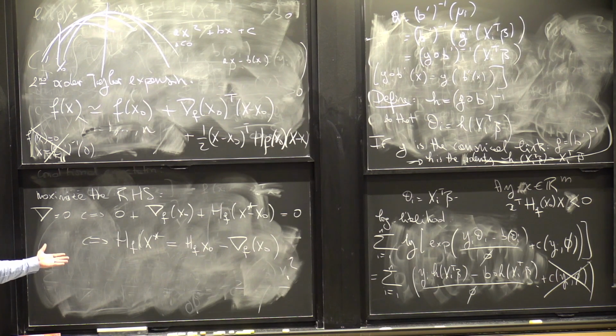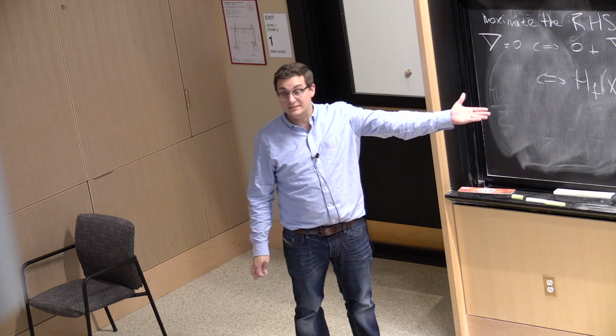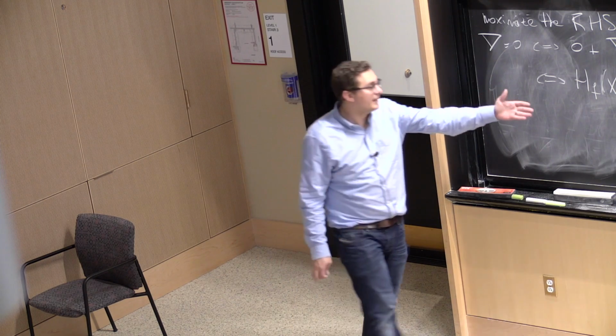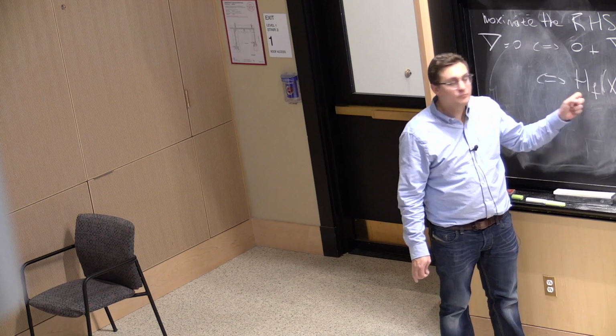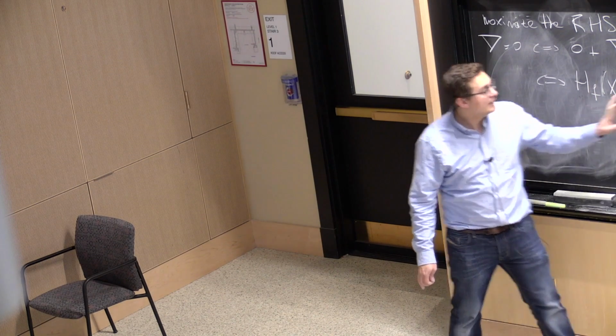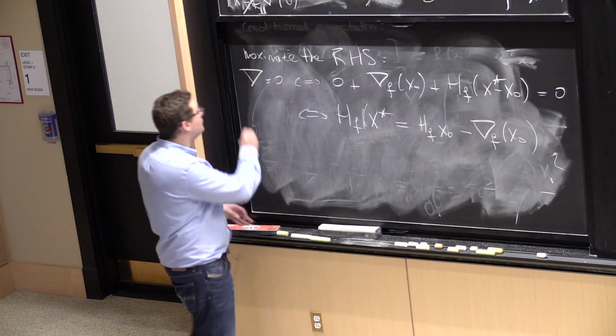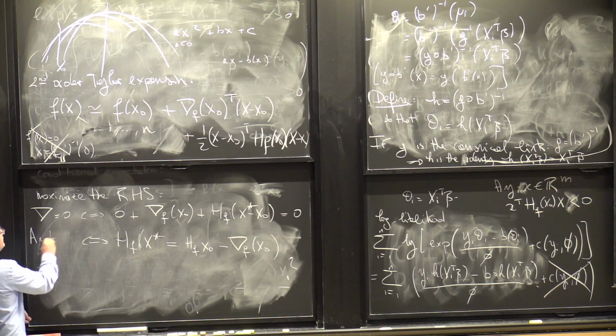Now, this is a much easier thing to solve. What is this? This is just a system of linear equations. I just need to find the x star such that when I pre-multiply it by a matrix, I get this vector on the right-hand side. This is just something of the form Ax equals b.